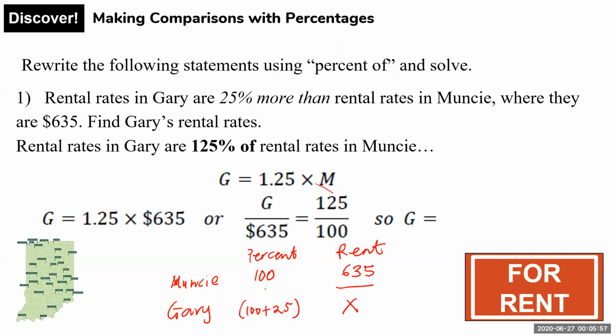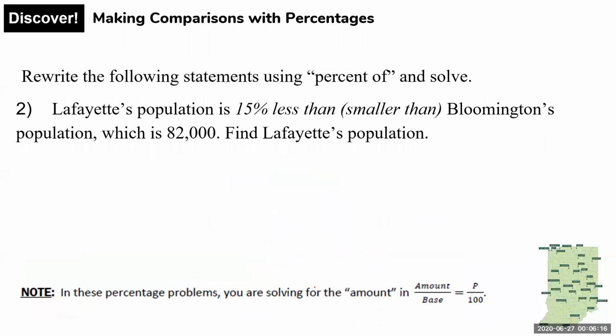So we divide, and we cross product. And our answer, if you do that, will come out as $793.75. Is that okay? Nice. We'll take some more examples. Here we want to rewrite the following statements using percent of and solve.